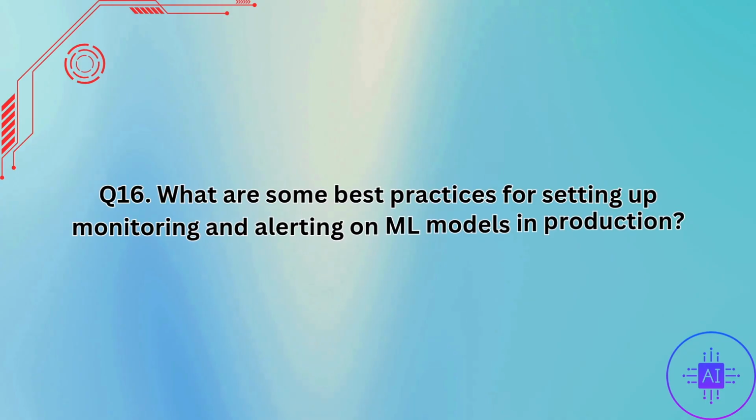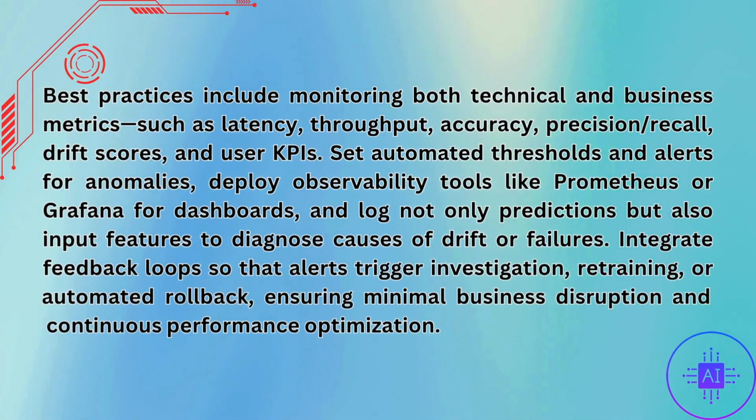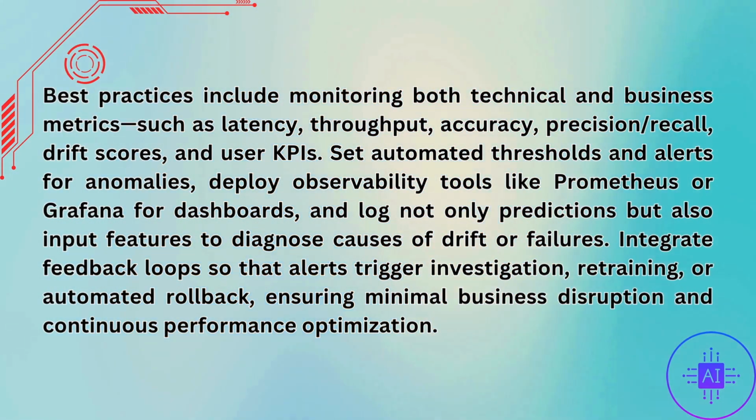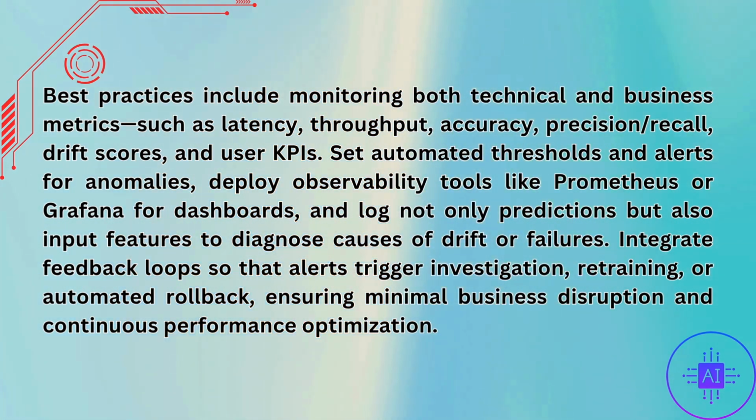What are some best practices for setting up monitoring and alerting on ML models in production? Best practices include monitoring both technical and business metrics, such as latency, throughput, accuracy, precision/recall, drift scores, and user KPIs. Set automated thresholds and alerts for anomalies. Deploy observability tools like Prometheus or Grafana for dashboards. And log not only predictions but also input features to diagnose causes of drift or failures. Integrate feedback loops so that alerts trigger investigation, retraining, or automated rollback, ensuring minimal business disruption and continuous performance optimization.